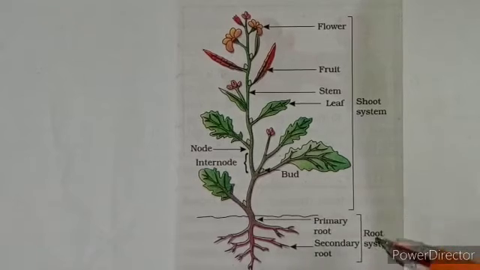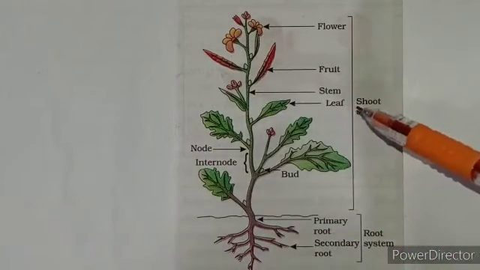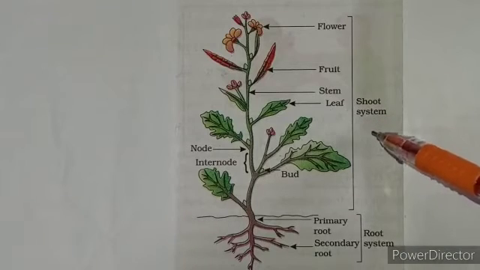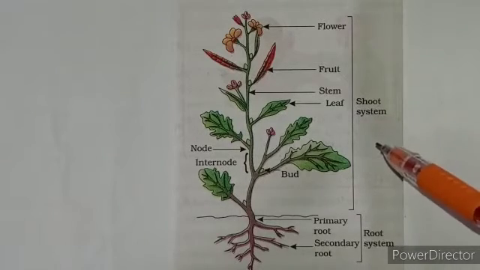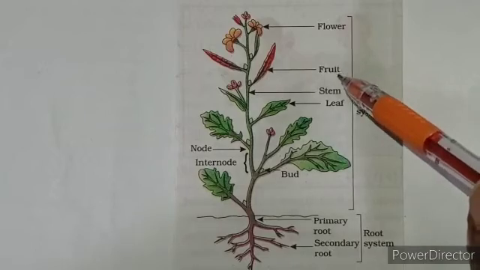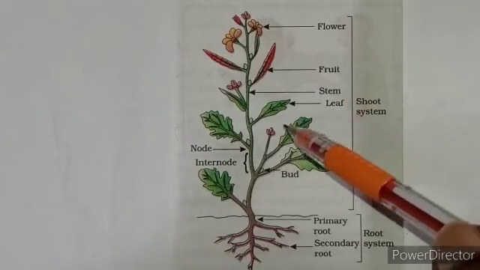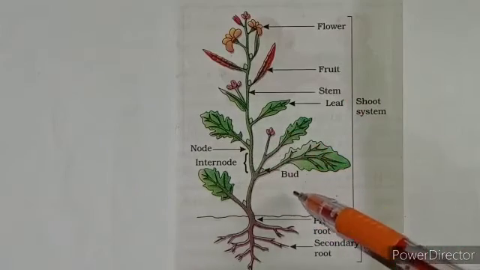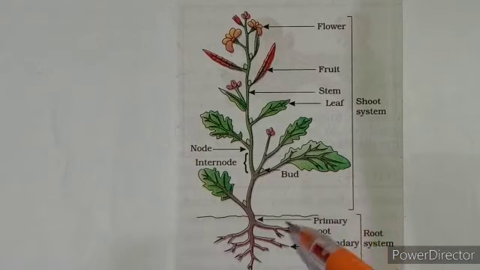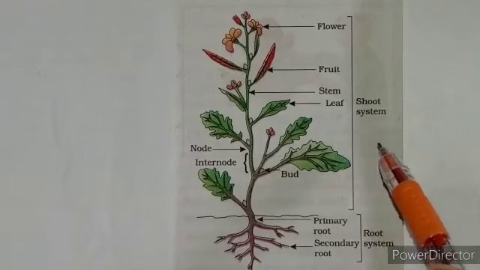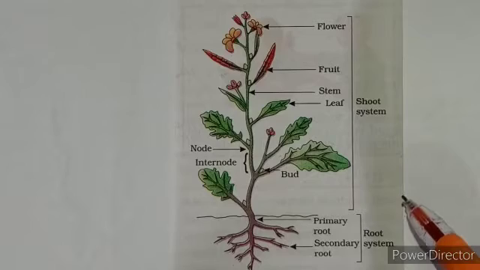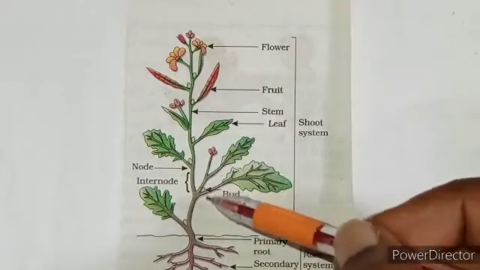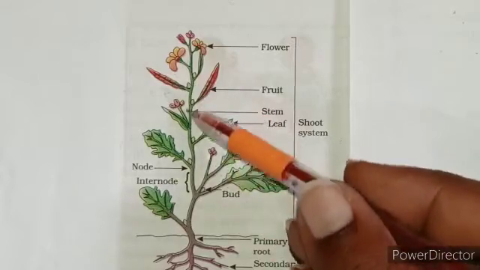Friends, all of you see here, the part below the ground level is called the root part. The part above the ground level is called the shoot part. The shoot part consists of flowers, fruit, stem, leaf, node, internode, and buds. In this class I am going to teach you the stem part of a plant. All of you see here, this is the stem part of a plant.